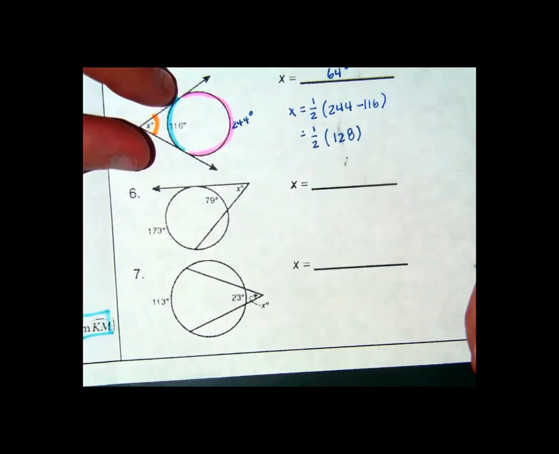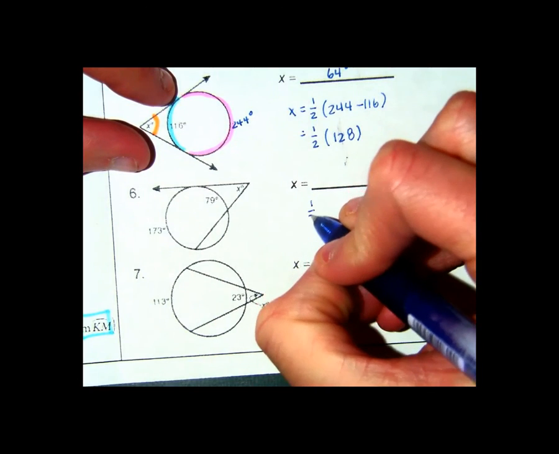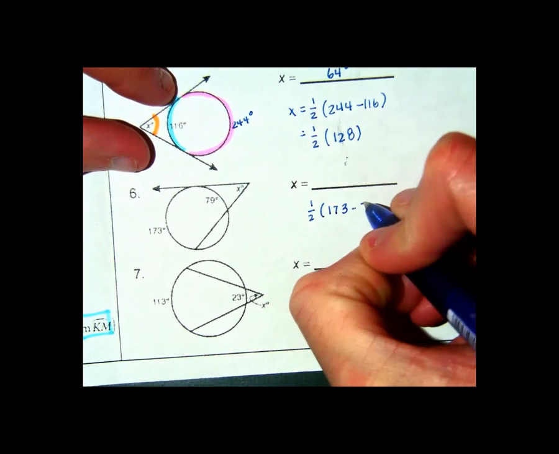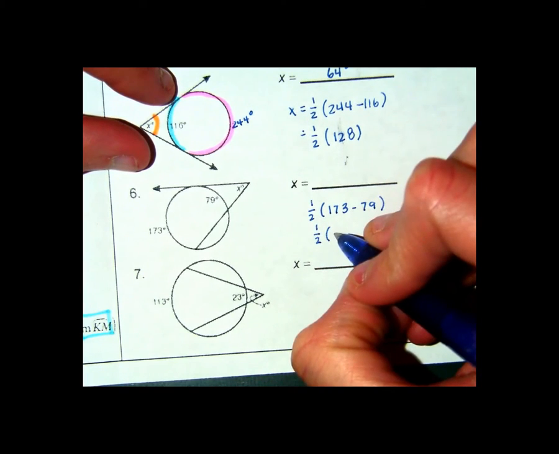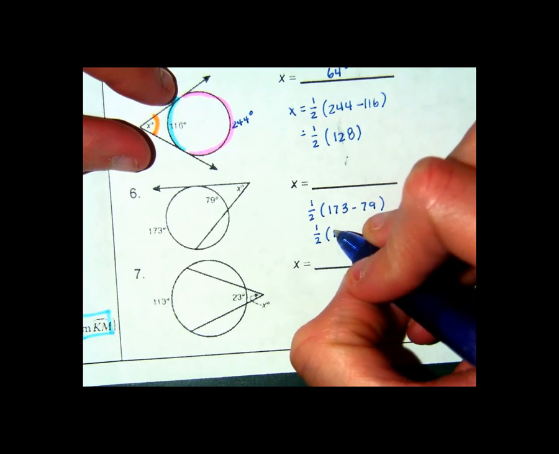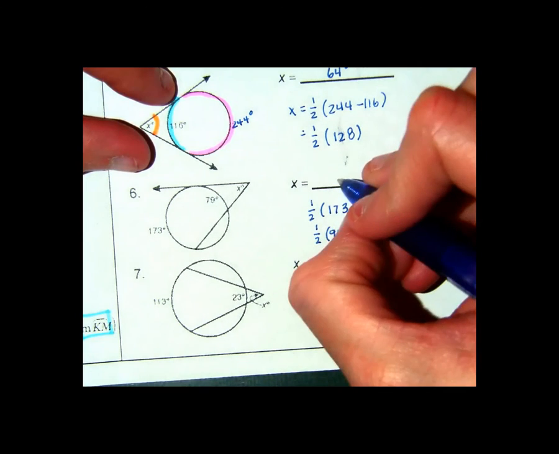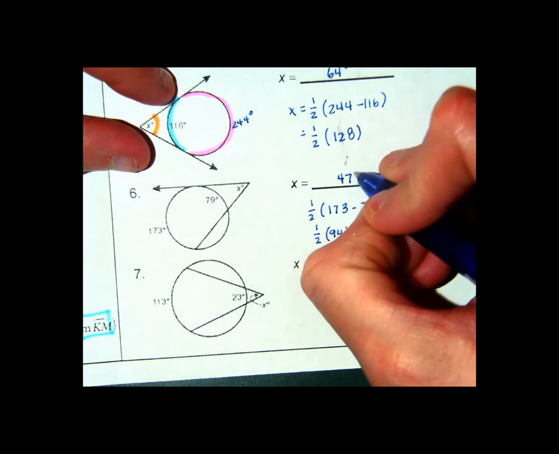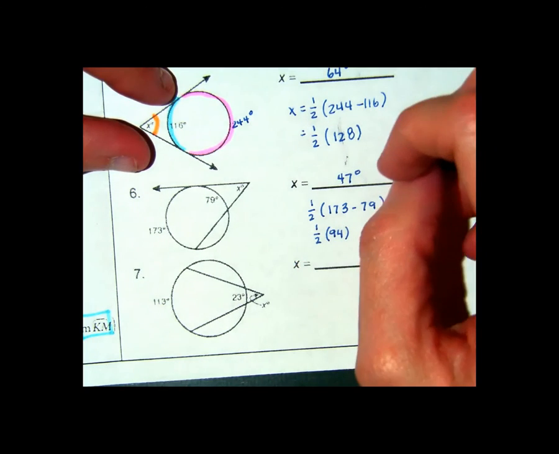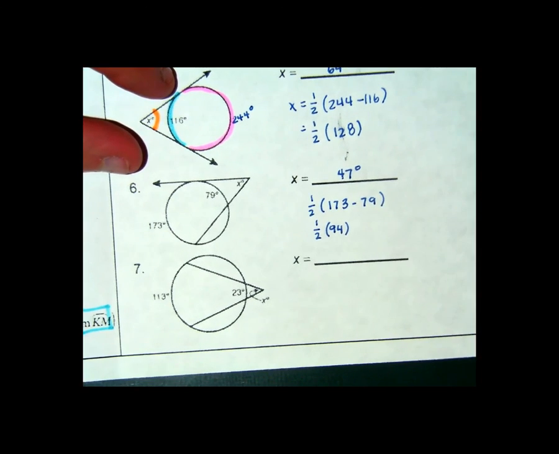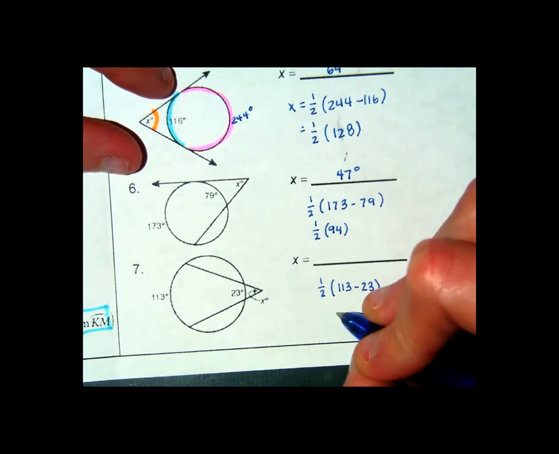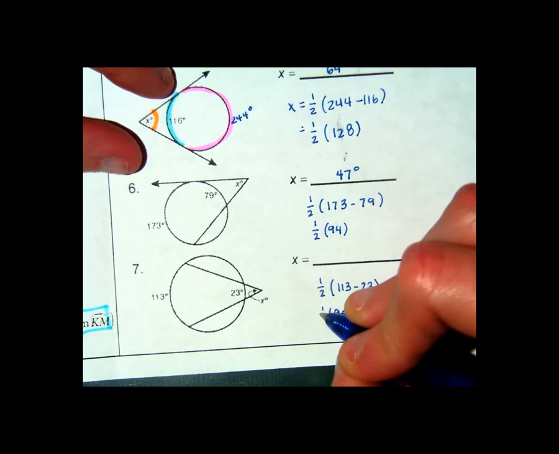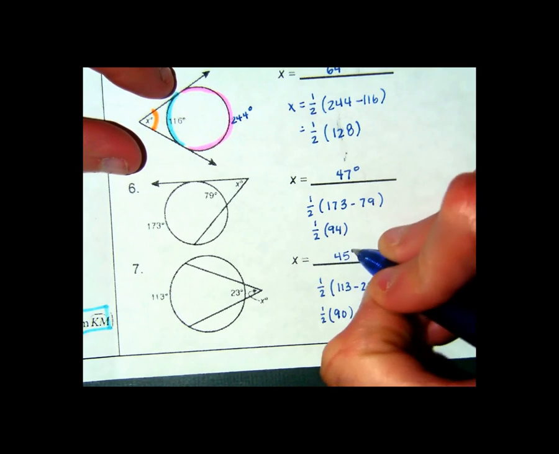What did you guys set up to find number 6? 173 minus 79. What is 173 minus 79? 94. 94 in half? Okay. 1/2 minus 23, and that is 90. What is 1/2 of 90? 45. Okay, good. Glue this in.